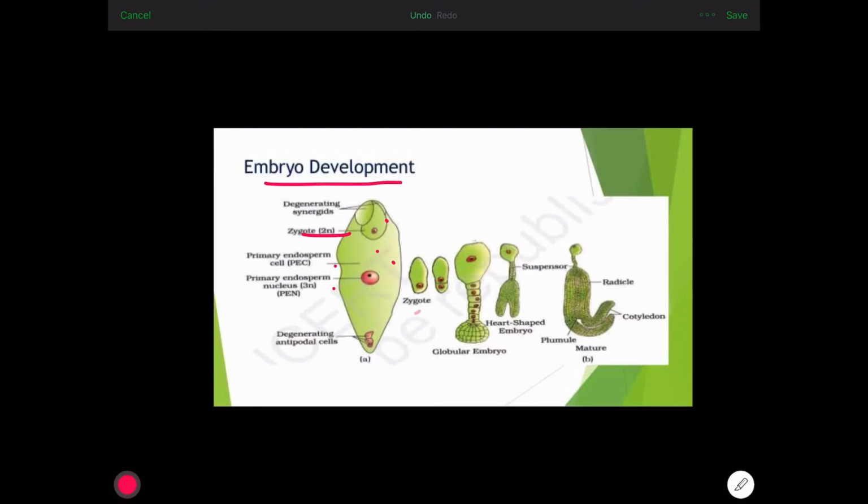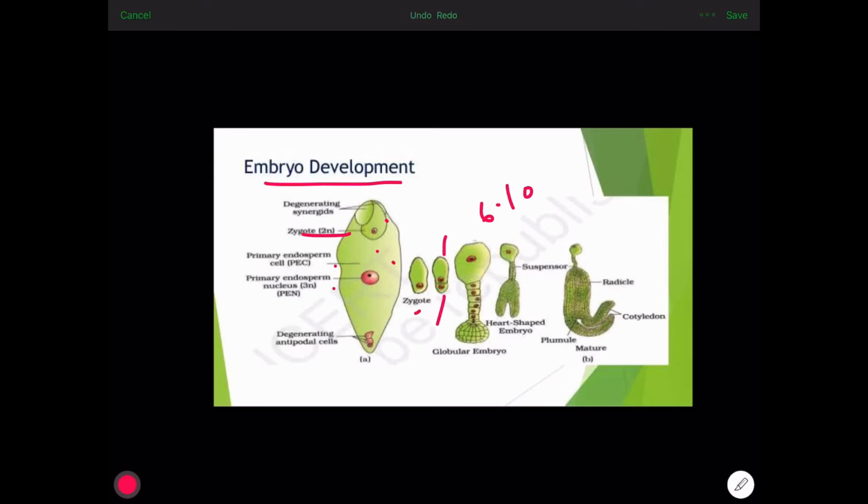So this is zygote. It divides into two cells. Upper cell is known as suspensor cell. Lower cell is known as embryo cell. Suspensor cell divides transversely to form 6 to 10 cells. So all these cells are arranged one above the other and the uppermost cell is largest, known as haustorial cell. The function of suspensor is to push the embryo deep in endosperm tissue so that it can get nutrition.